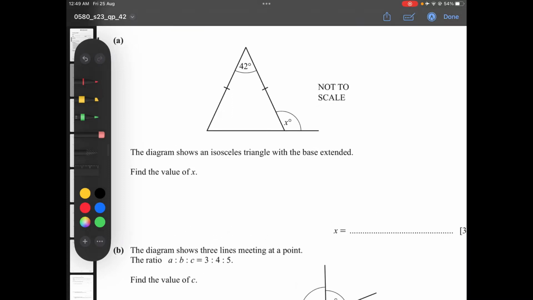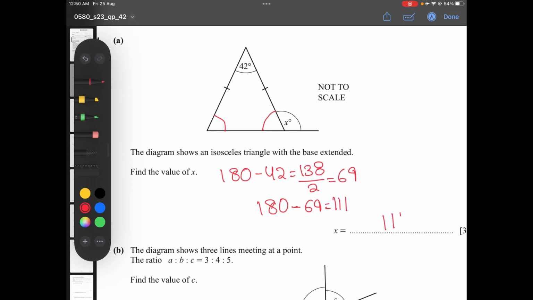So for an isosceles triangle, the base angles are equal. So 180 minus 42 gives us 138. 138 divided by 2 gives us 69, and if we do 180 minus 69, it would give us 111. So that's going to be the answer for this question.